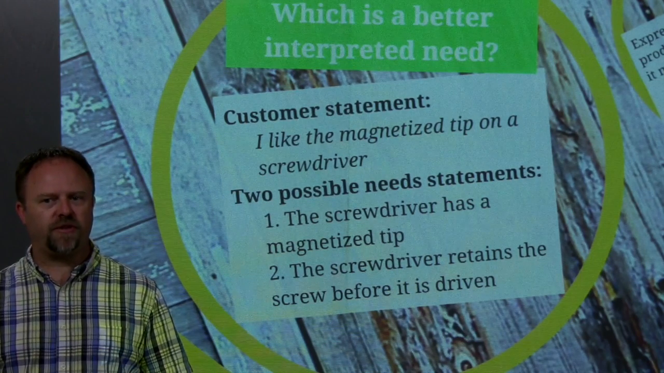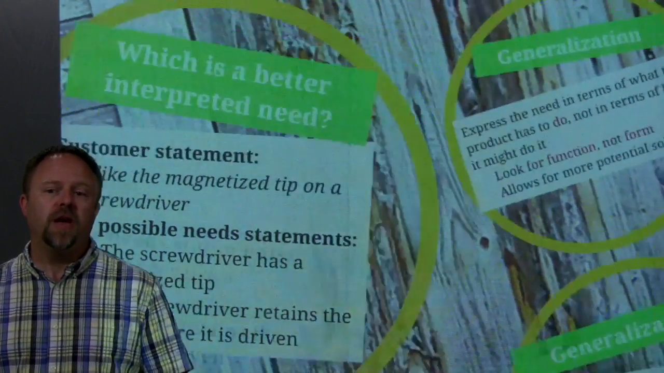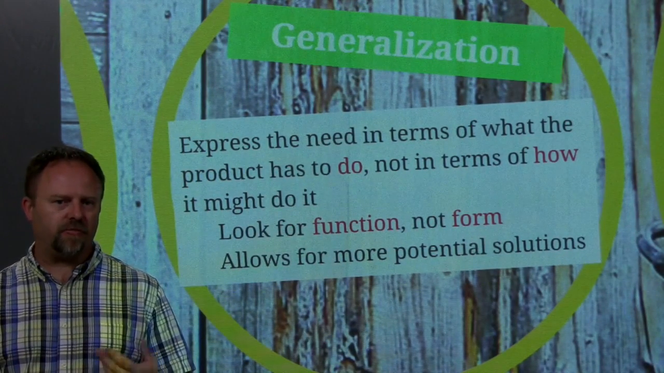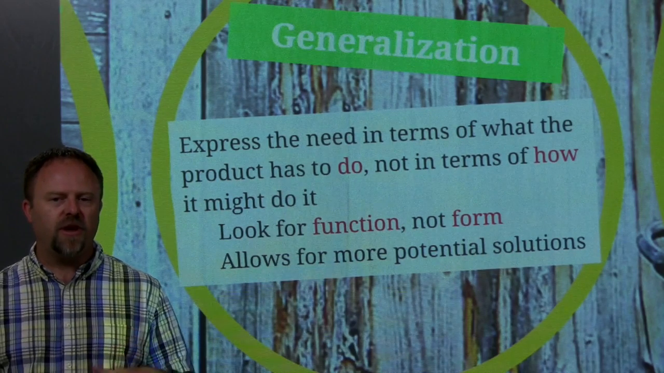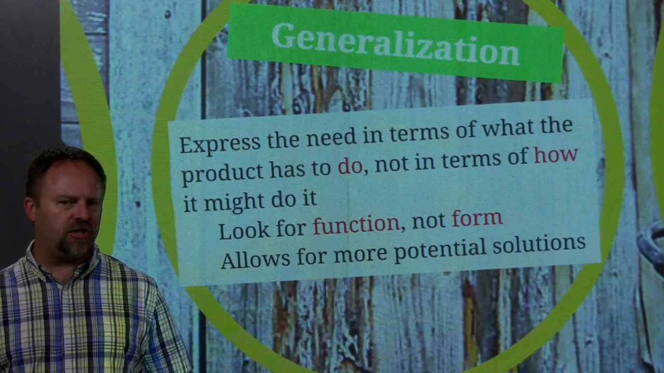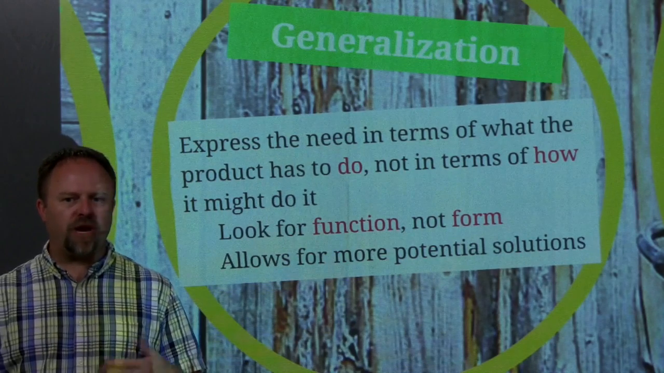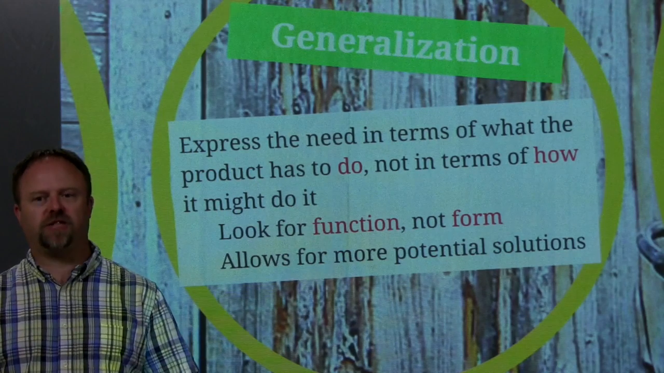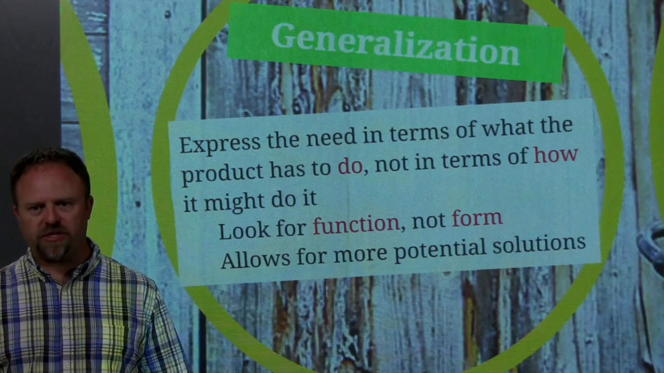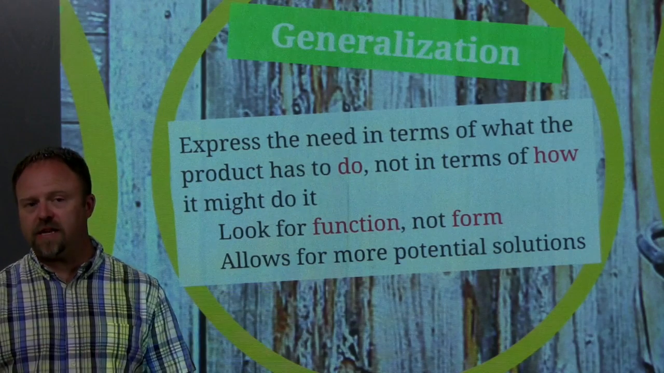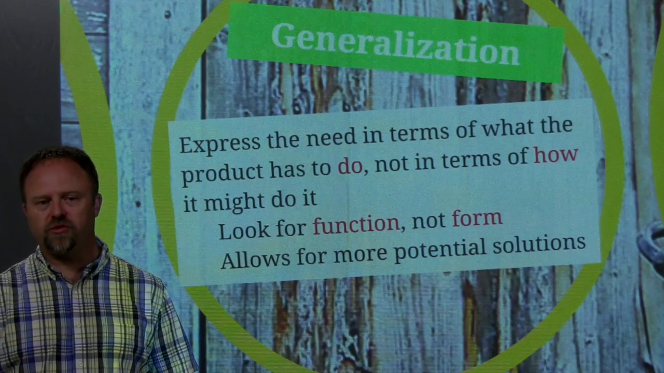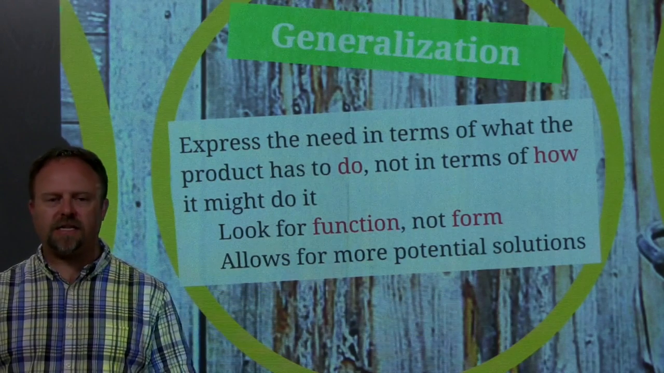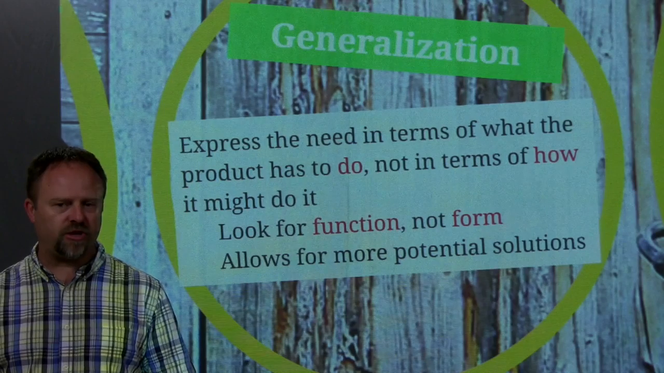Now, which of those two do you think is better? Well, what we would like to have is a more generalized need statement. We want to express it in terms of what the product has to do, so not what it might look like. We don't want to talk about the form that it's going to take. We want to talk about the function that it's going to do, so it allows for more potential solutions. So just saying that it holds onto the screw, that the screw stays on the end of the screwdriver, is a better statement than saying that it has to have a magnetized tip, because that's a specific solution.